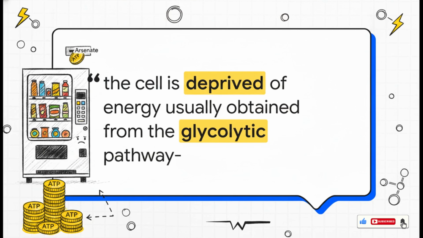The coin, the arsenate, is shaped perfectly. It fits right into the enzyme machine. The machine accepts it, processes it, but because the coin is fundamentally fake, the machine doesn't actually drop the prize at the bottom. You walk away with absolutely no ATP.